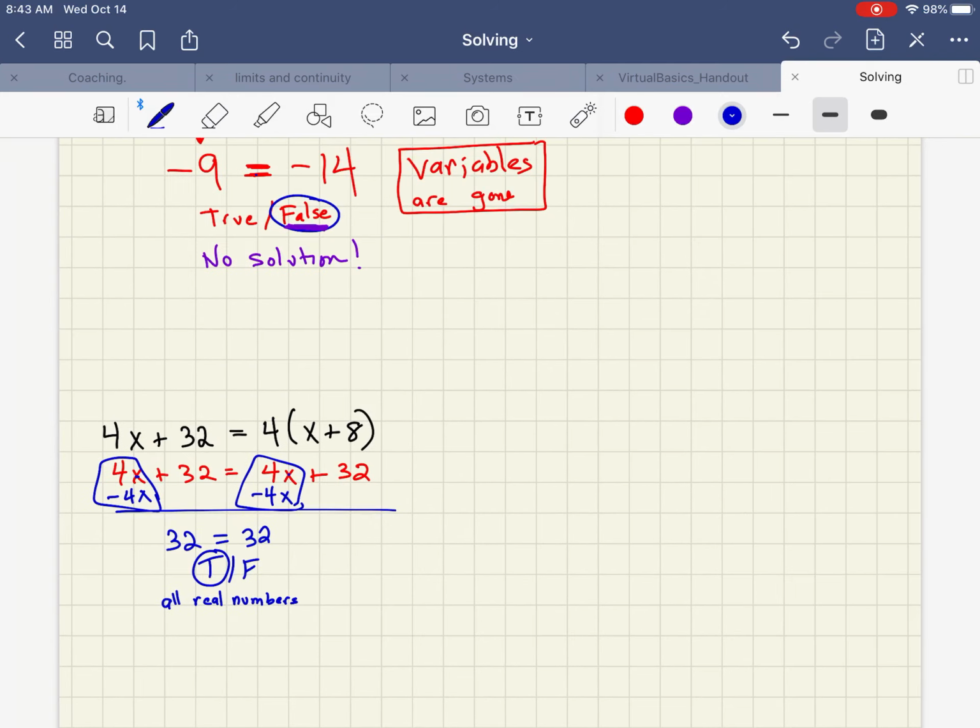So that's what you have to watch out for. When your variables disappear, you're going to be left with a true-false statement, and therefore you need to know which one gives you which situation. Special cases.